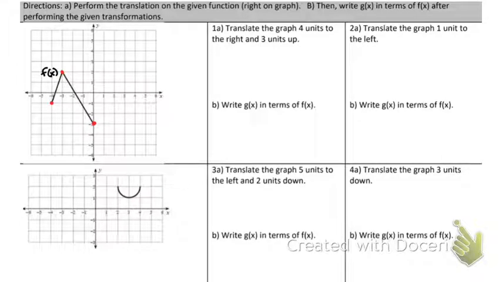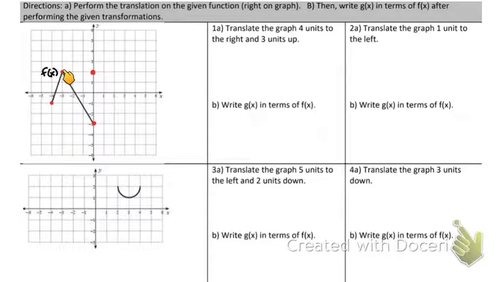So the first thing I want to do is I'm going to move the graph 4 units to the right and 3 units up. So 4 units to the right and then 3 units up. So I'm going to do that for every point. So let's start here. 4 units to the right. 1, 2, 3, 4. And then we're going to go 3 units up. 1, 2, 3. Okay. This dot has moved to this location. So I'm going to put my new dot here. Okay, so again, this dot has moved here.